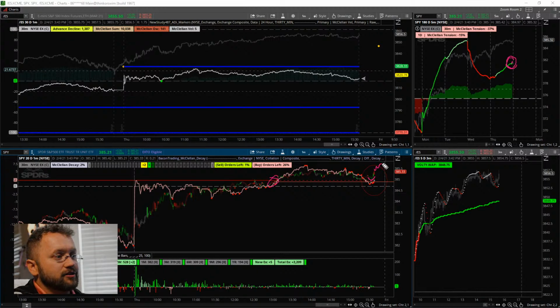I'd love to see this just go whoop, find their stops wherever they are, probably sitting up here, find their stops in the close. That'd be great. That'd be great. That's going to get us to where we want to go.